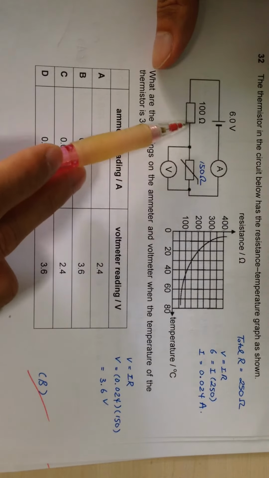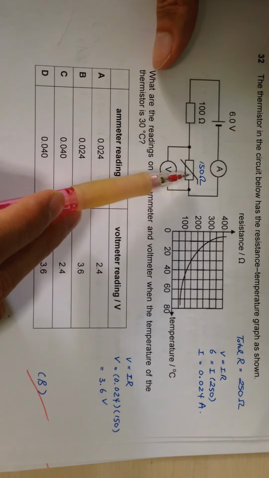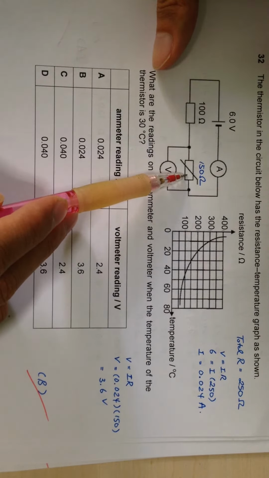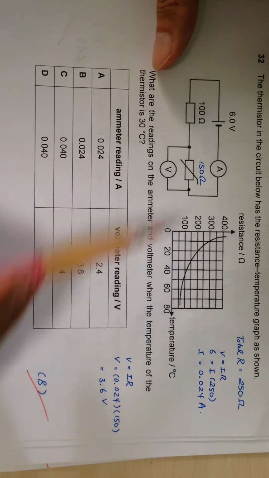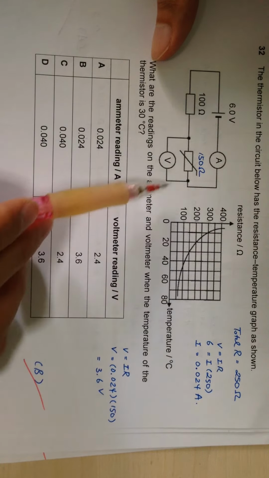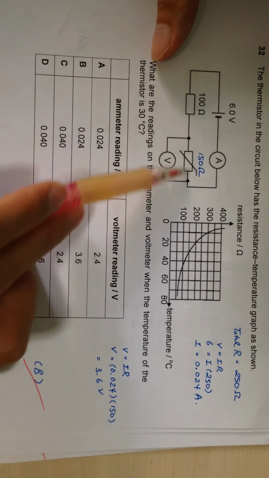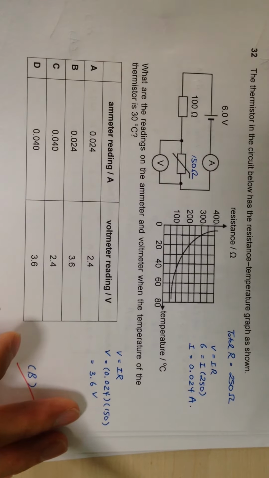Then next, you know that this is in series, so the current is the same. Apply V equals IR to this resistor only, because you want to find the potential difference across this resistor only, right? So your current is the same, the resistance is just this one, so you get 3.6 volt. Finished. Okay.